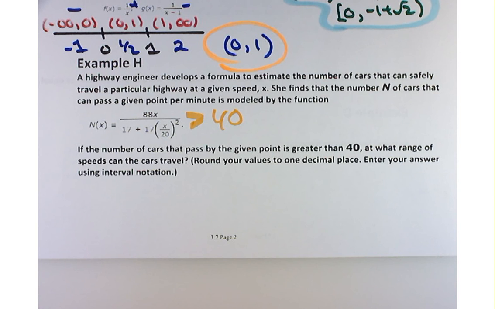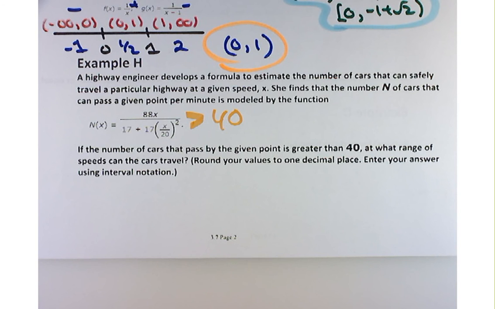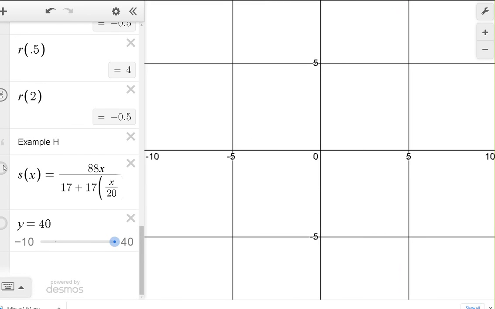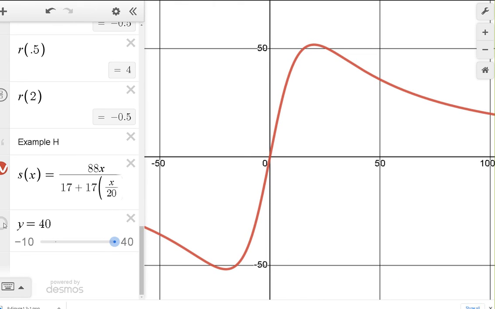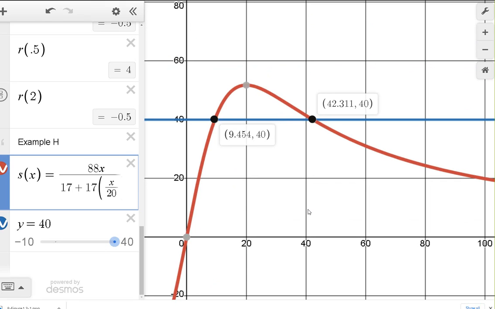Now what we'll do, instead of doing anything kind of crazy with this, is I'm just going to graph both of these. So let me go back here to Desmos, and I don't think I need to have this so far out. I'm going to graph, first of all, the function that they gave us, and maybe I need to zoom out a little bit. There we go. And then I'm also going to graph y equals 40. So now I've got both of these graphed. And the answer to this problem is just knowing where the graph of n of x, and I used s, but where does the graph in red lie above the graph in blue?